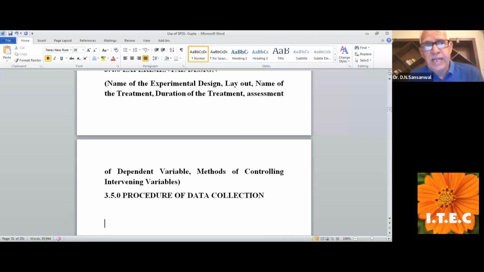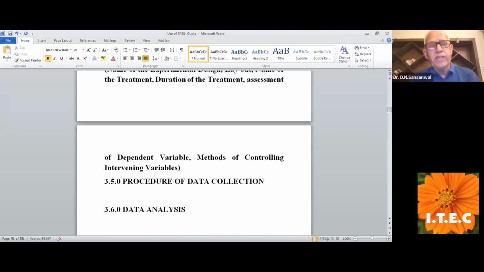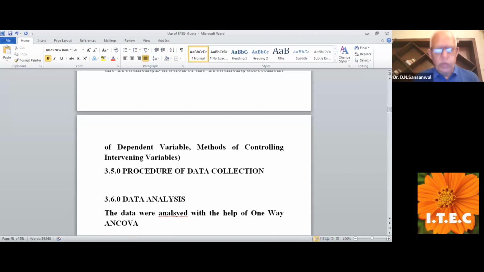So you have to write it in a paragraph, and it must be full of details, exactly the way you have done it. Then 3.6.0 will be data analysis. Now here you can write, there are two ways of writing. One is: the data were analyzed with the help of one-way ANCOVA and two-way ANCOVA.